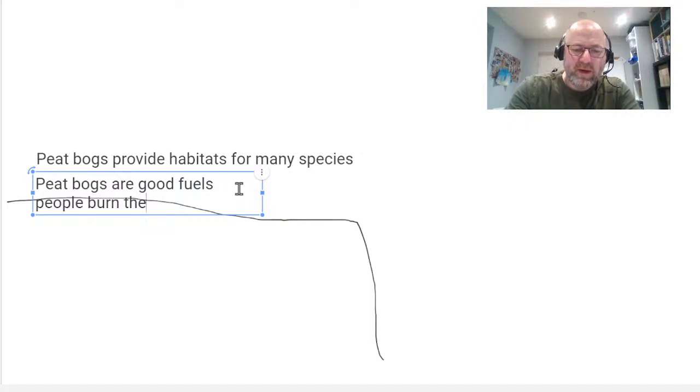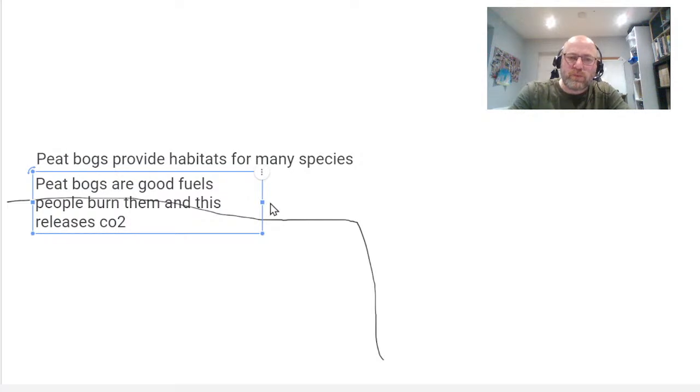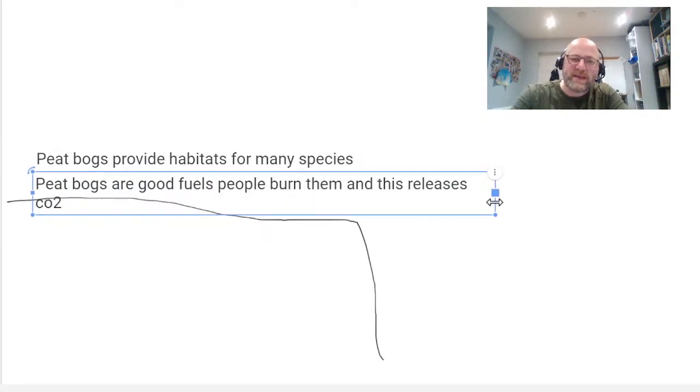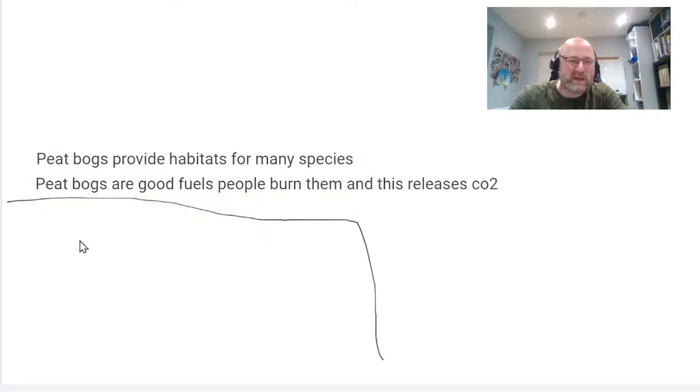People burn them, and this releases CO2. What's the problem with releasing carbon dioxide? What's the issue with releasing carbon dioxide?